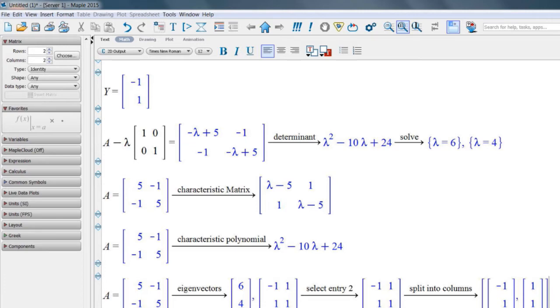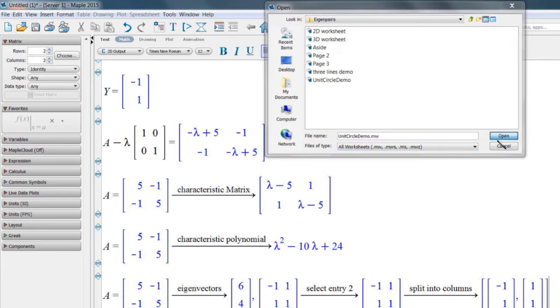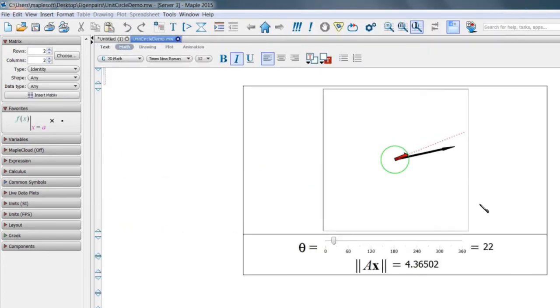Okay? So I'm going to summarize with a picture. So here is my picture that summarizes what we've been trying to do. The green circle is a unit circle, and the red arrow is a unit vector. It is controlled by this slider. As I move the slider, the degrees 0 to 360, measured from the horizontal, that will move that unit vector. The black vector is AX, where X is the red vector.